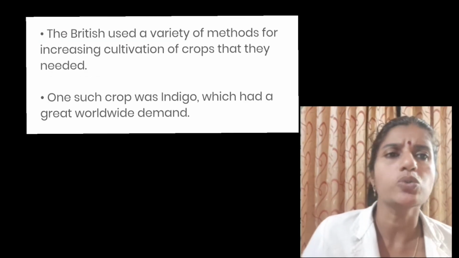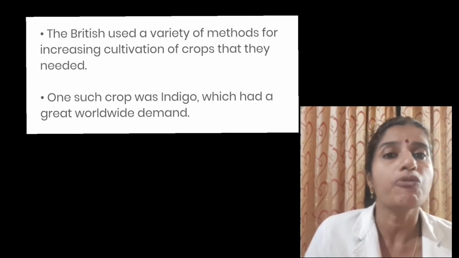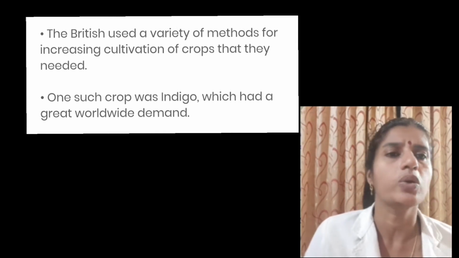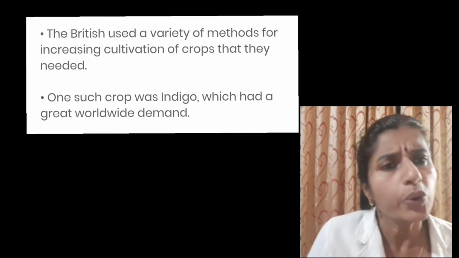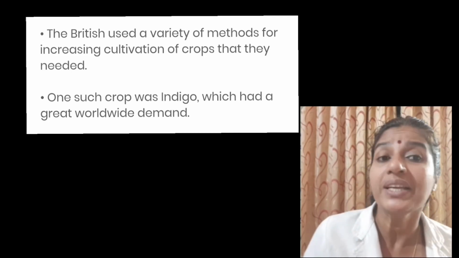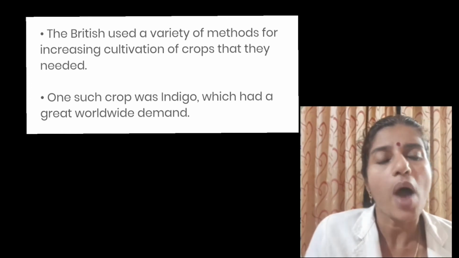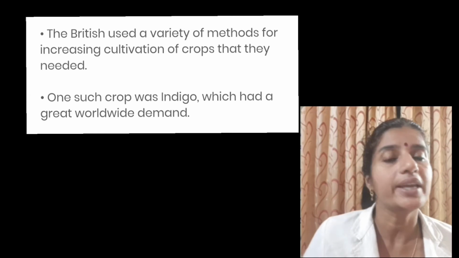The British used a variety of methods to expand cultivation of crops that they needed. Let us take a closer look at the story of one such crop, indigo. Do you know the use of the crop indigo? The blue color that you see in the various prints was produced from a plant called indigo.